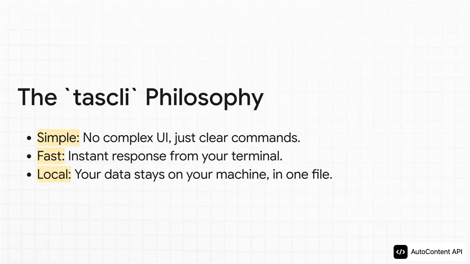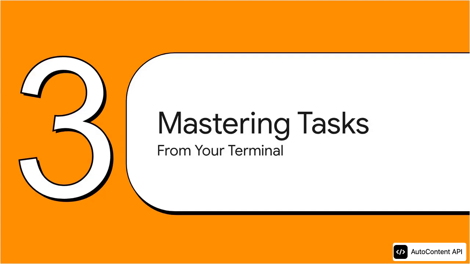So what does that actually mean for you? Well, simple means you're not clicking through 100 menus, you just type what you want. Fast means it's instant. No loading screens, no sync delays. And local, this is the big one, means your data lives on your machine. It belongs to you, period. All right, enough talk. Let's get our hands dirty and see how this thing actually works.